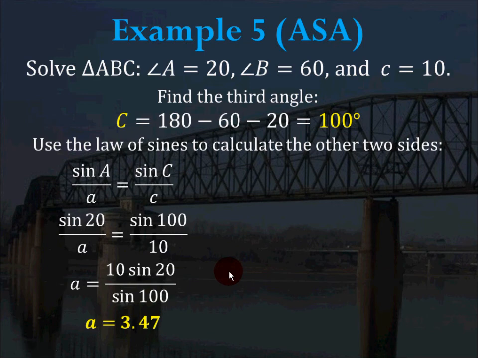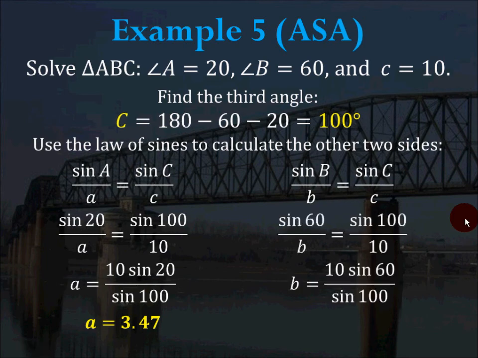Now let's try to figure out what side B is. Again, sine B over B is sine C over C. Plug the values in, and you see that B is 8.79. Again, for the angle side angle or angle angle side, first find the third angle, then use the law of sines to calculate the other two sides by putting it over the ratio that you know between the angle that you have figured out and the side that they give you.